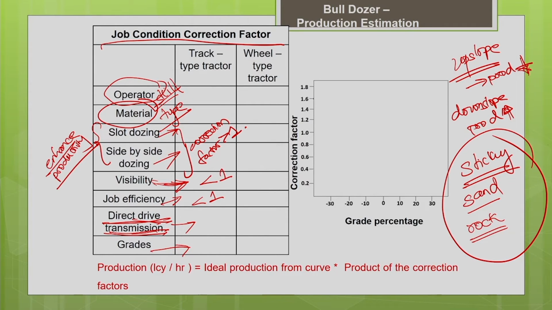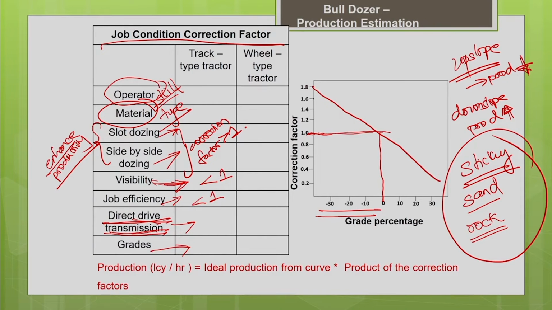So according to the percentage of slope in your haul route, you have to calculate the correction factor. Say your ideal curve is based on 0 slope, that means it is for a flat terrain. The correction factor is 1. So if you are also going to work on a flat terrain, you need not apply any correction factor. Correction factor is just 1. But if your terrain is going to be down the slope, say the slope percentage is minus 10%, minus 20% or minus 30%, in that case your productivity will be increasing. So that means your correction factor will be greater than 1. So it may go like this.